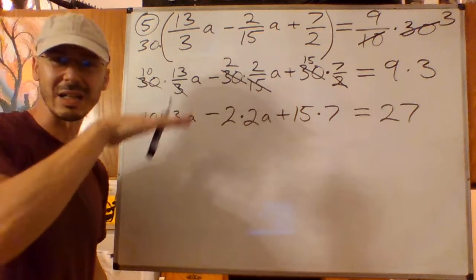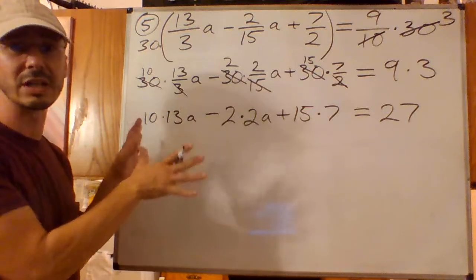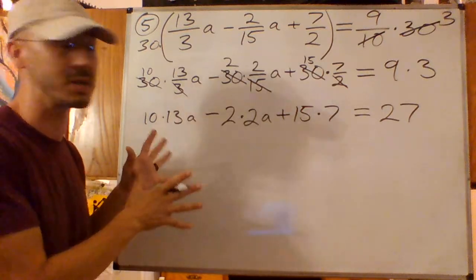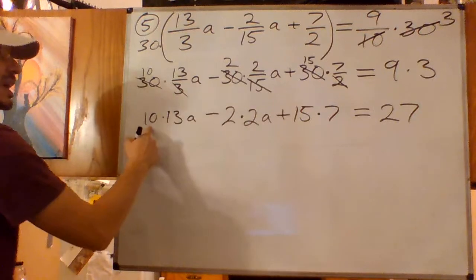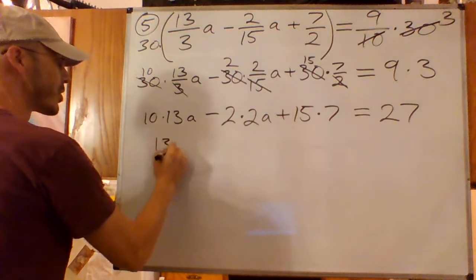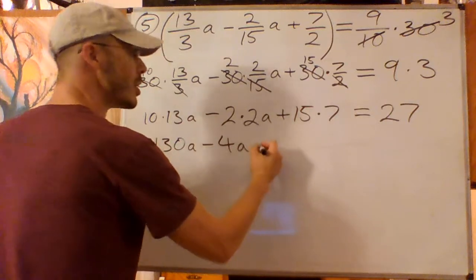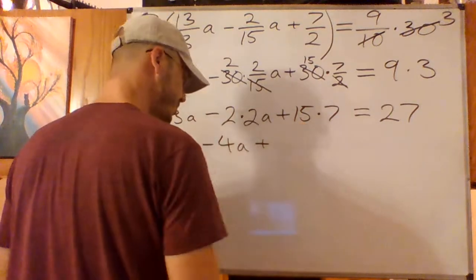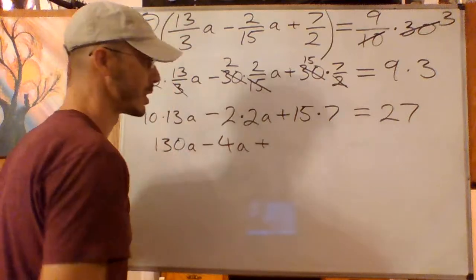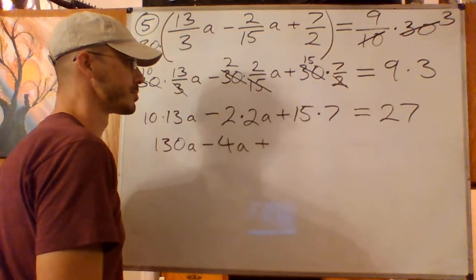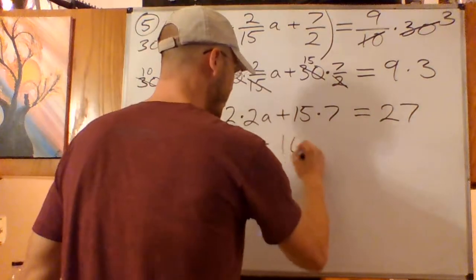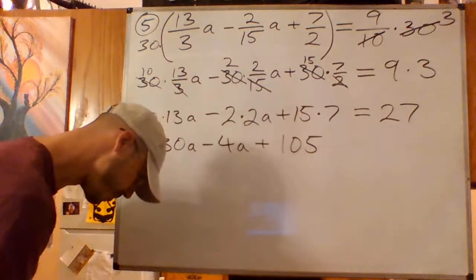It took like 9 lines. I think we're going to get it done in like 5 here. So it's significantly shorter. 10 times 13a is 130a, minus 2 times 2a is 4a, plus 15 times 7. I can do this. 105. Thank you.